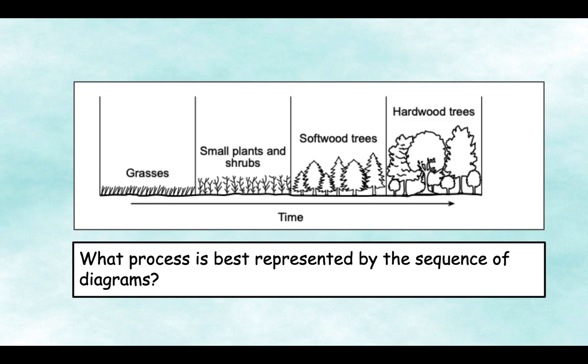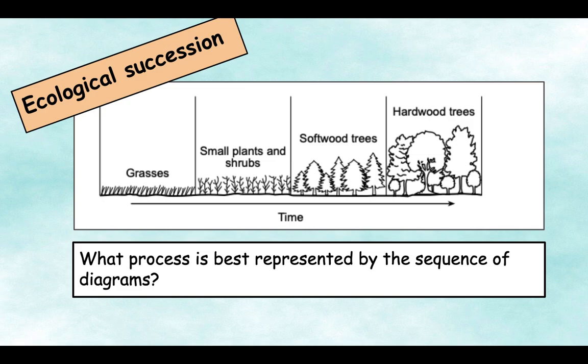First, we have these small grasses and small plants and shrubs, then softwood trees, then hardwood trees. What process is best represented by the sequence of diagrams? Yes, if you said succession, you were right. Ecological succession. Correct. Let's try another one.